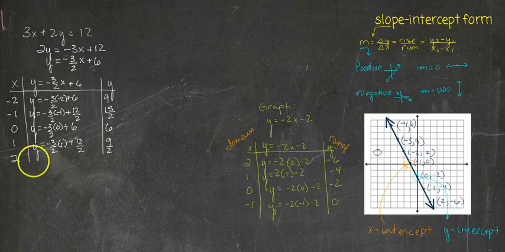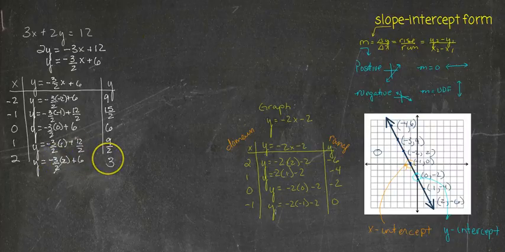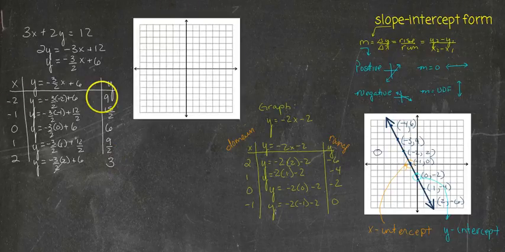And now choose 2. Y equals negative 3 halves times 2 plus, well, the 2's are going to cancel, negative 3 plus 6 equals 3. So now in order to graph this, I merely need to plot the ordered pairs. So this first input-output pair is negative 2 and 9.